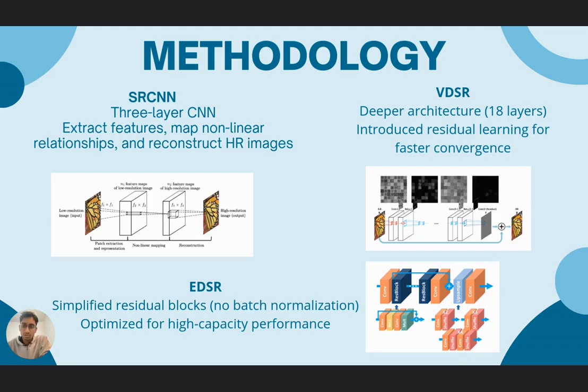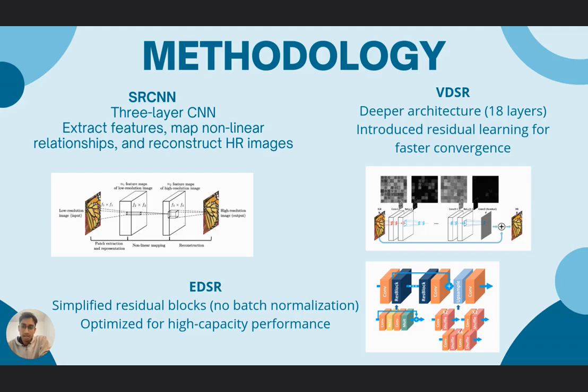So onto the models that we use, we began with the SRCNN, which is one of the first neural network based approaches for ISR. It consists of just three convolutional layers. The first layer extracts features from the low resolution input. The second layer maps these features non-linearly to capture complex relationships. And the final layer reconstructs the high resolution output. Despite its simplicity, SRCNN laid the groundwork for more advanced models to come.